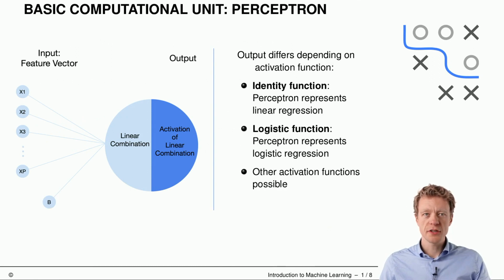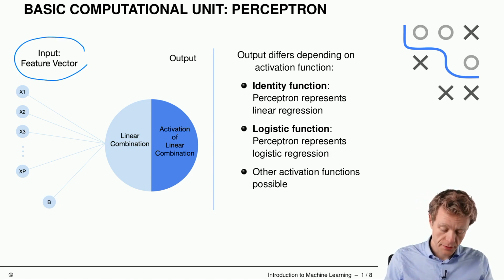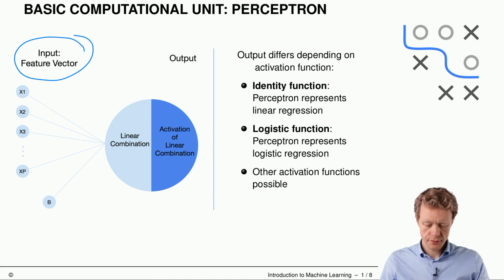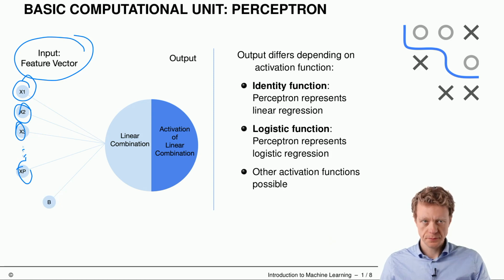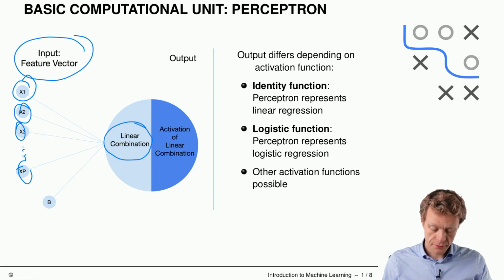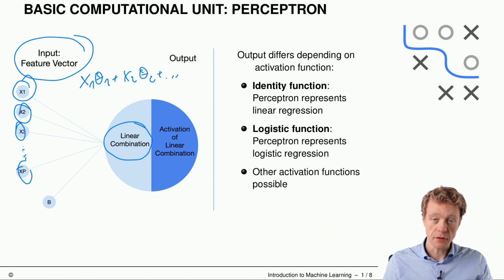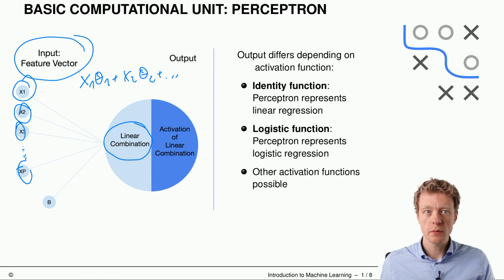The very basic computational unit of a neural network is called perceptron. Here is a visualization of this perceptron. As input, we have a feature vector, as usually also for other learners. So we have features x1, x2, x3, and so on until xp. What we first compute is a linear combination of these features. Linear combination means basically x1 times theta 1 plus x2 times theta 2 plus, and so on. So the same thing which you already know from a linear model.